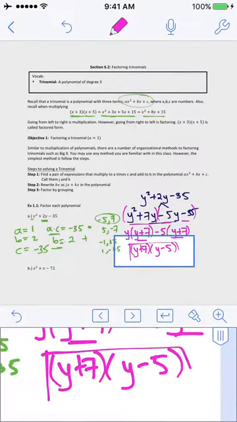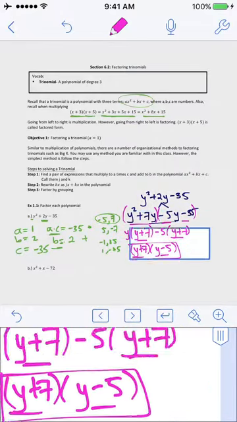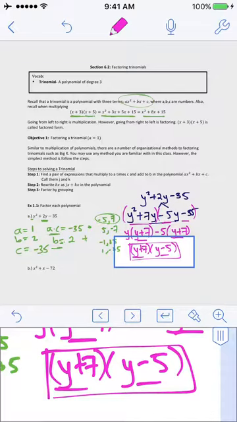And I have officially factored this trinomial. I've got 2 binomials, both of which are prime. And if I multiply them, I would get back to this thing. So I factored. That's basically it. Play the game to find those numbers, uncombine like terms, factor by grouping. That's all it is. Let's do it again.